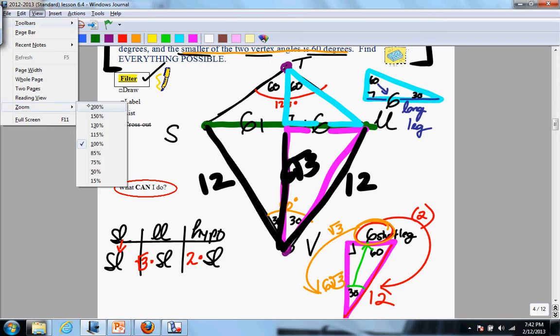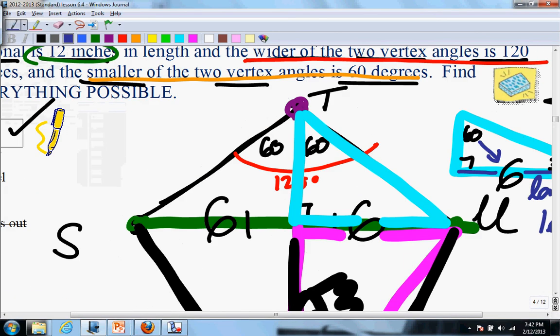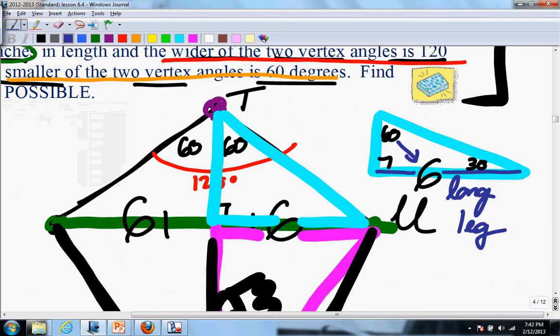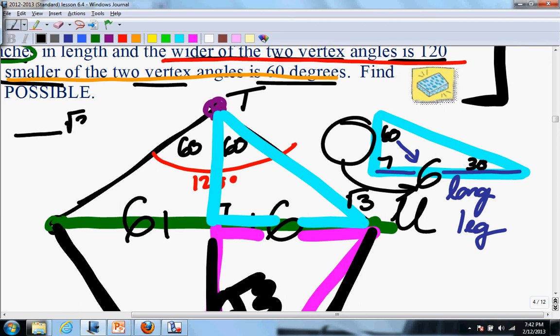I'm going to blow this up so you can sit real close here. So this one gets a little tricky. What you ask yourself is this. We take the short leg and we're going to times by root 3. So it's something times root 3 is 6. Let me put this in the margin. Something times root 3 is 6. Ask yourself what this something is. You should have gotten 2 root 3.